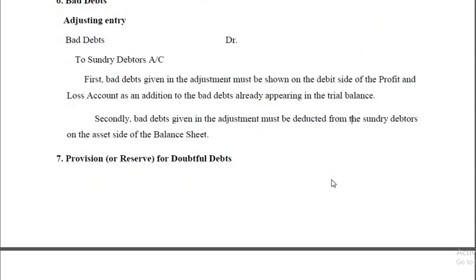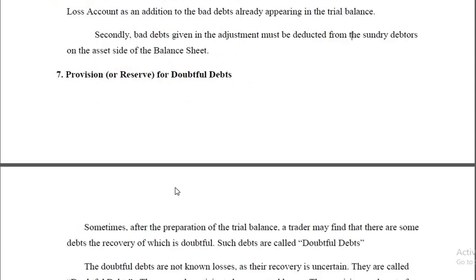If bad debts appear in the trial balance, then it should be treated only once, that is in the profit and loss account. It's a nominal account, and nominal account will be recorded in the trading and profit and loss account. The next, provision for bad and doubtful debts.